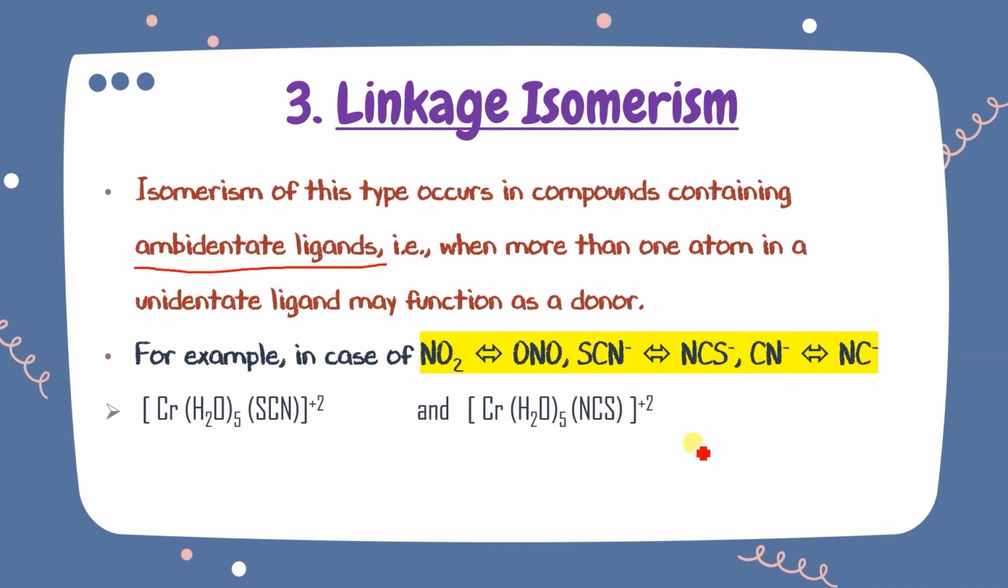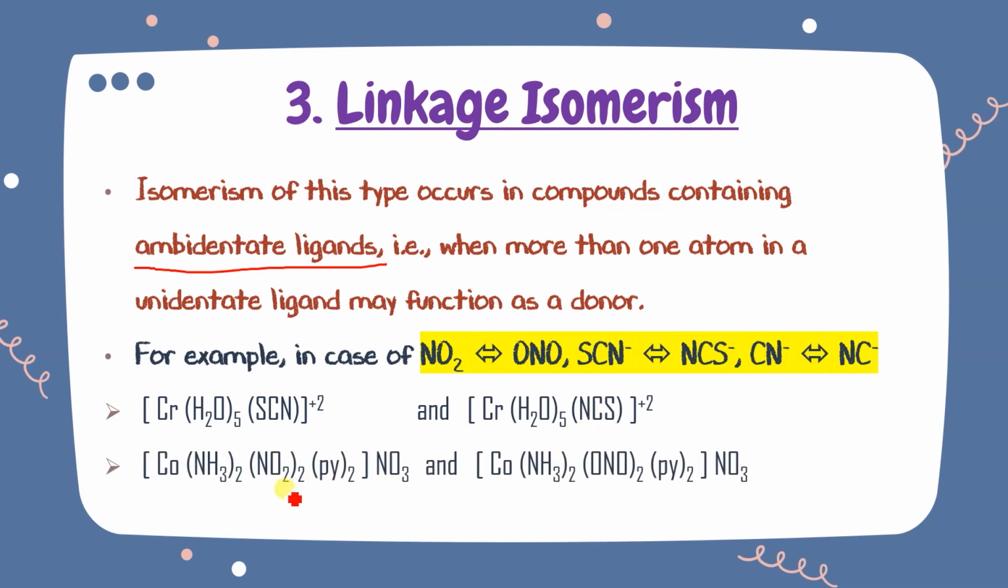So let's see, this is simple, nothing to do, just instead of SCN we will do this NCS, that's it. And the name will be changed. What is the name for this? Penta aqua thiocyanato chromium 3 ion. This is -1, okay? And here it will be penta aqua isothiocyanato chromium 3 ion.